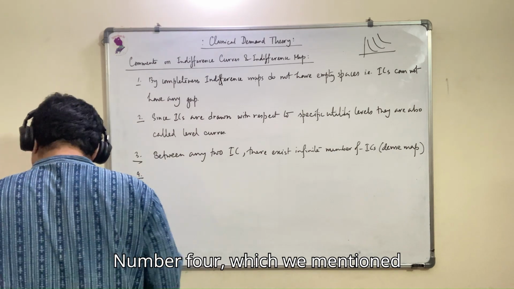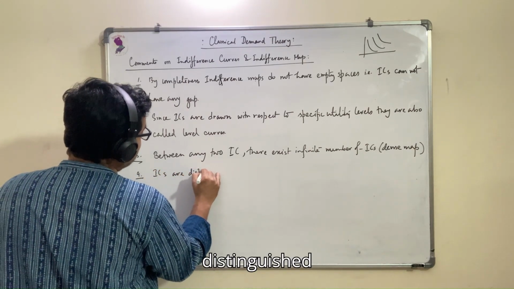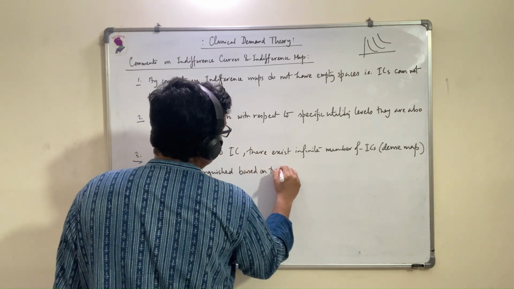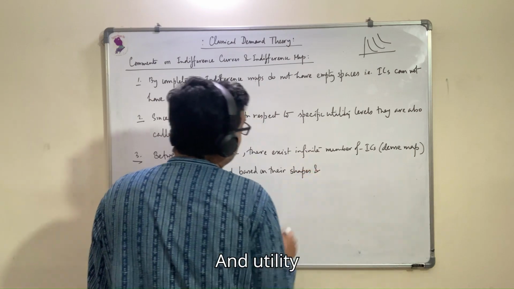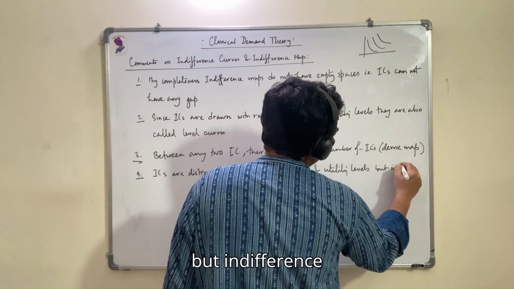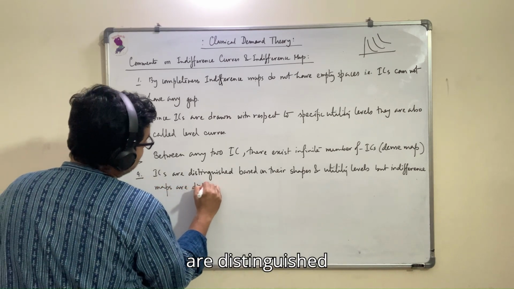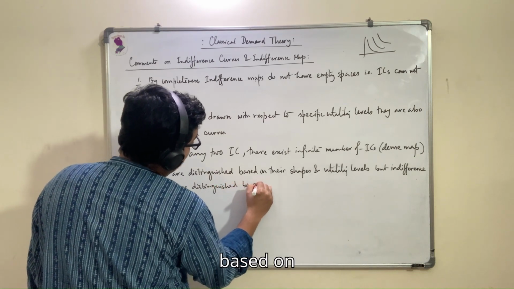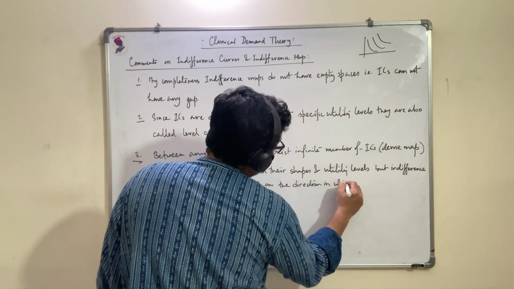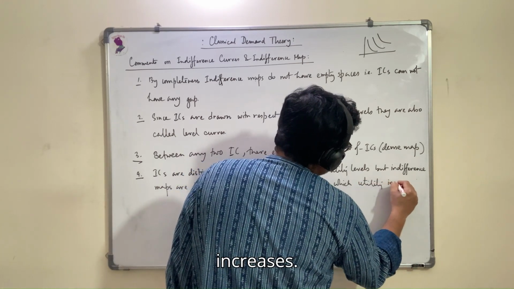Number 4, which we mentioned slightly earlier, ICs are distinguished based on their shapes and utility levels, but indifference maps are distinguished based on the direction in which utility increases.